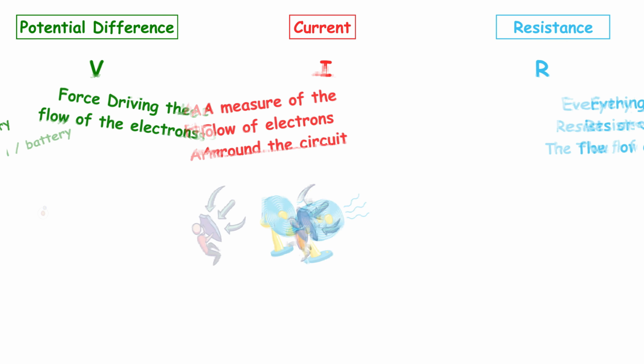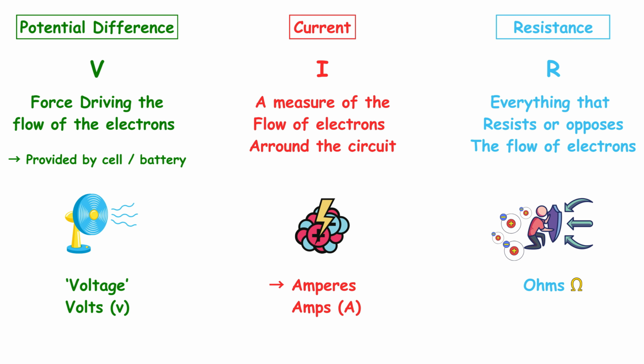In order to explain what's going on, we need to look at some key terms, specifically potential difference, current, and resistance. Current, denoted by the letter I, is a measure of the flow of electrons around the circuit, similar to the flow of water through a pipe, and it's measured in amperes, which are often just called amps and are denoted with the letter A.